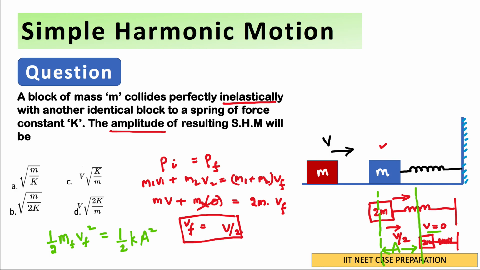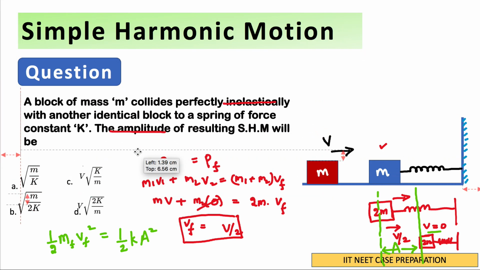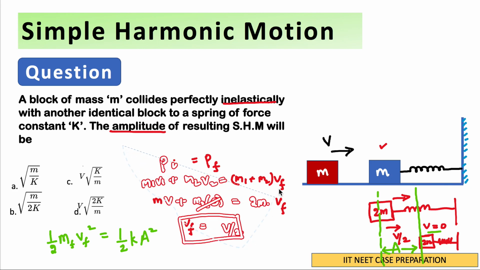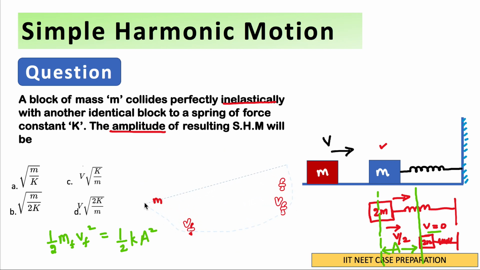We just have to substitute what is m final and v final. m final is nothing but 2m, right? So let us write it down, half m f v f square. So half, this is 2m, and v final is nothing but v by 2, so (v by 2) whole square.